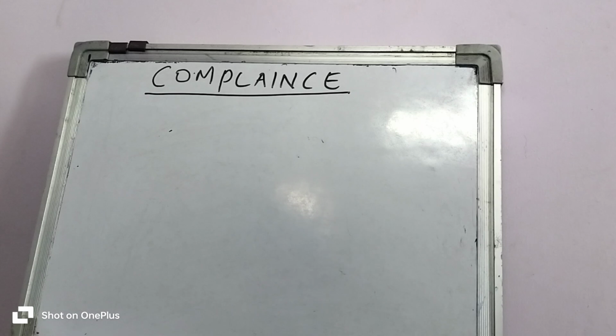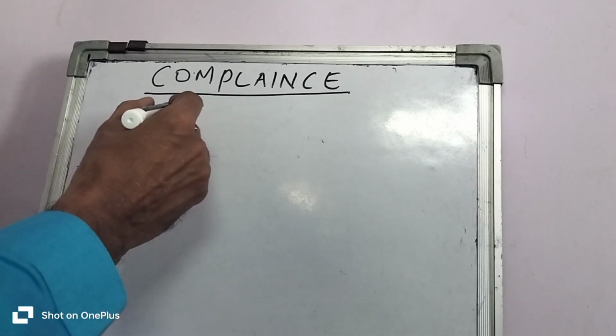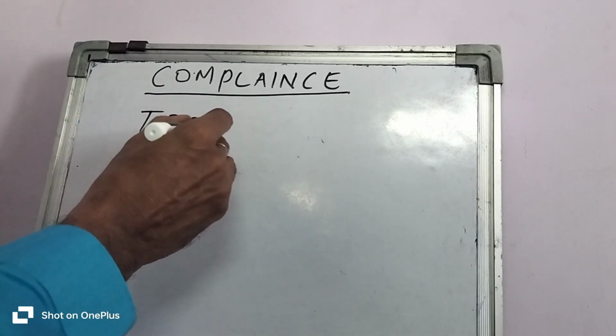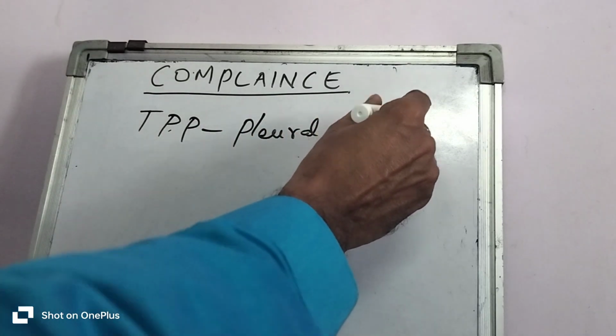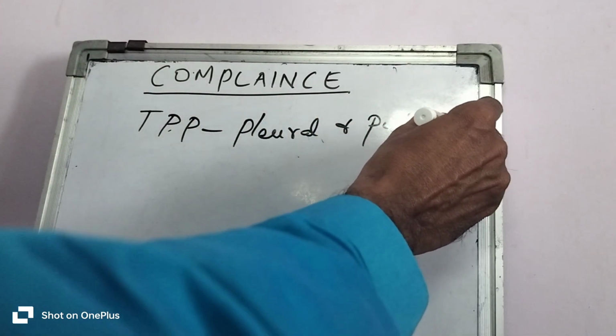What is compliance? It is the extent to which the lung is expanding for a unit increase in the transpulmonary pressure. Now, what is transpulmonary pressure? Transpulmonary pressure is the difference between pleural pressure and pulmonary pressure. Pulmonary pressure is also called alveolar pressure.